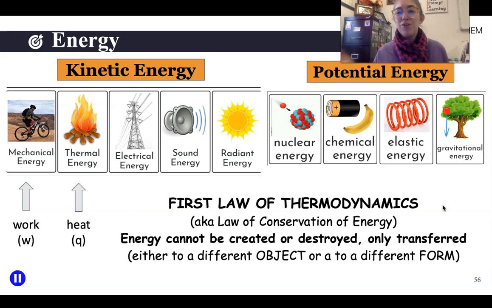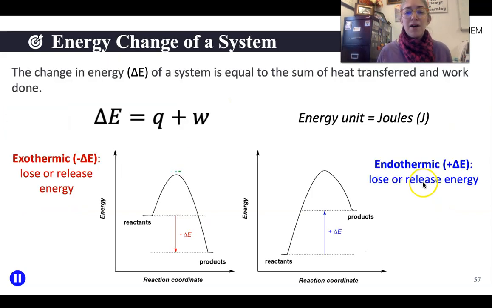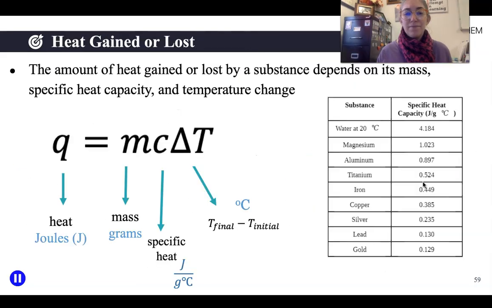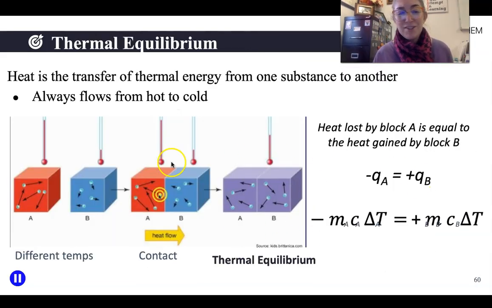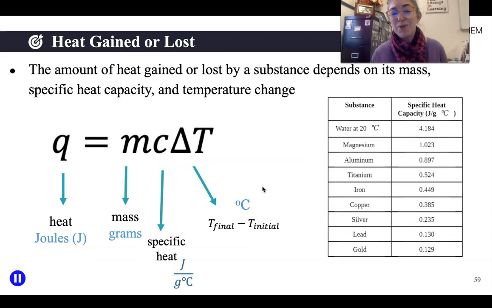It can only be transferred. So, for example, I'm going to skip ahead here. If you have two blocks of metal that are two different temperatures, and you put them together, in a perfect system where all energy is transferred from one block to the other, there's no disappearance. The energy is not destroyed, it's only transferred. So the heat is transferred from one thing to another.